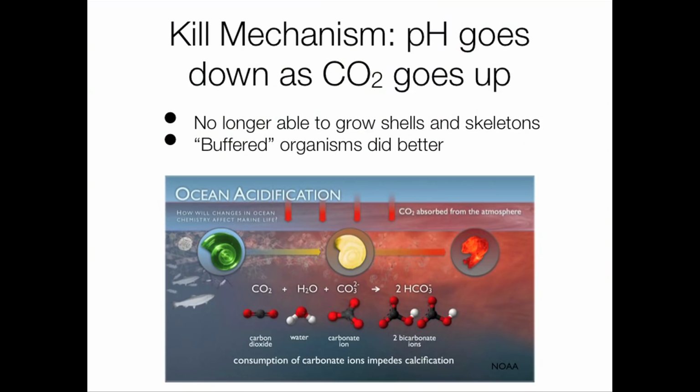But a slightly easier kill mechanism to think about is what we're worried about right now, which is that as you push CO2 into the ocean, it drops the pH of the ocean. So ocean acidification, something that we're concerned about right now with global warming, would have happened on a massive scale at the Permo-Triassic mass extinction. So here's the chemical equation here. CO2 plus water plus carbonate gives you this little bicarbonate thing. So here's a happy shell.